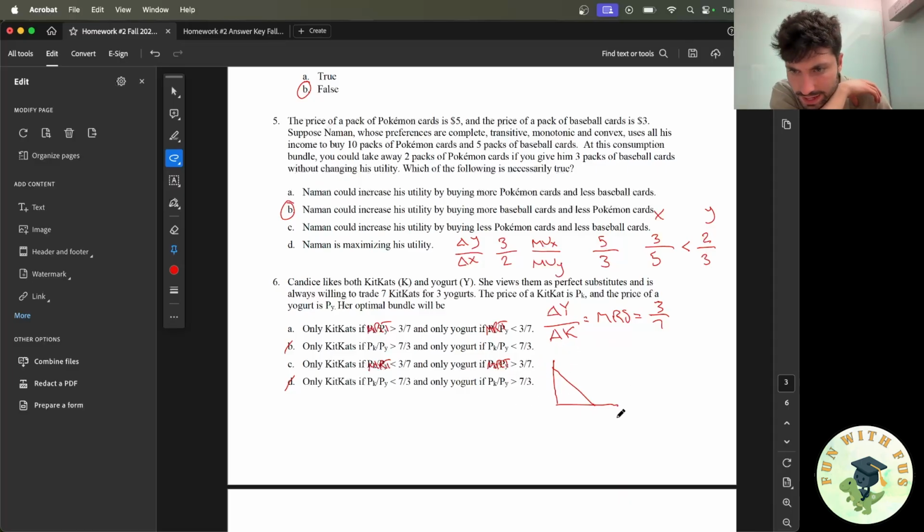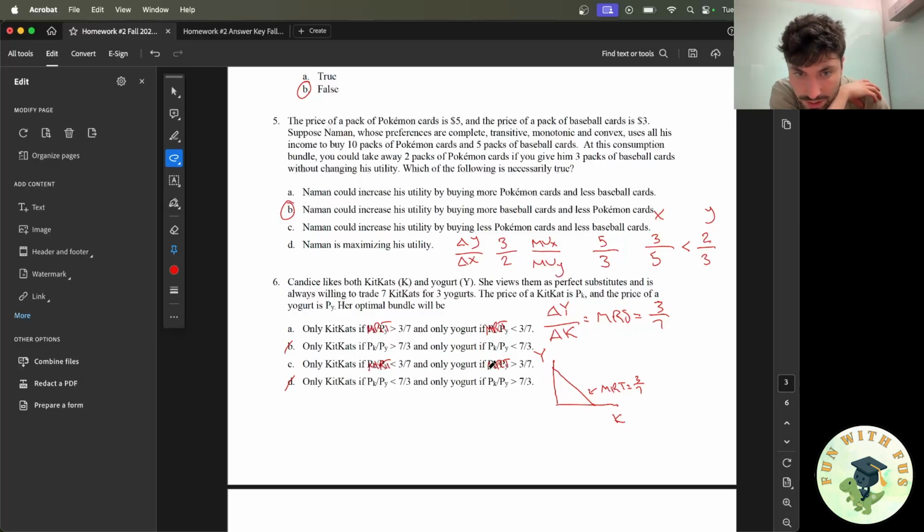Let's label our axes first, x and y. So if I made this MRT arbitrarily 3/7, let's say that our MRT is equal to 3/7. Then, maybe I'll point to it too, to make sure that we know this is our MRT. Our MRS are also going to be straight lines because we have perfect substitutes. This is just like a fixed slope.